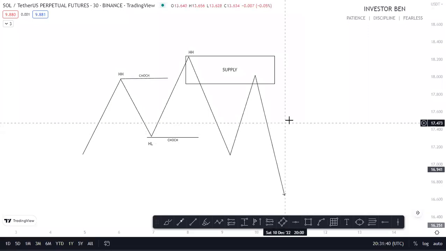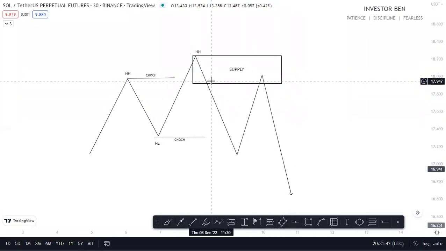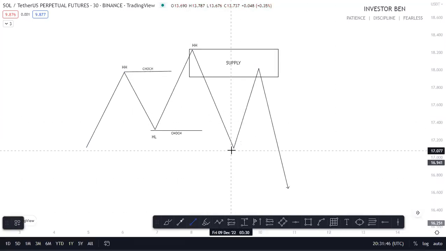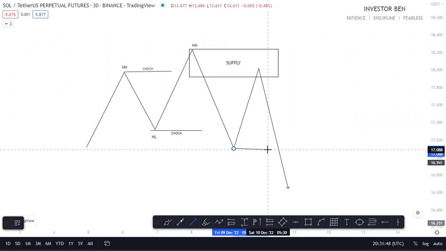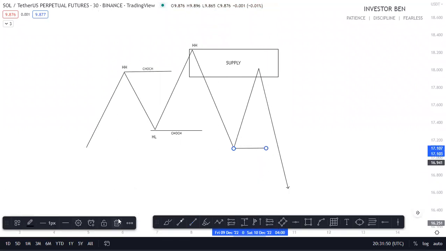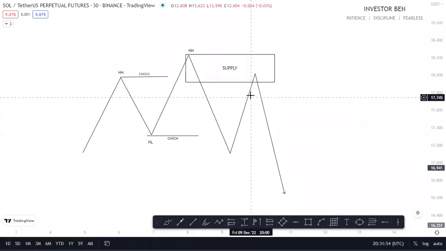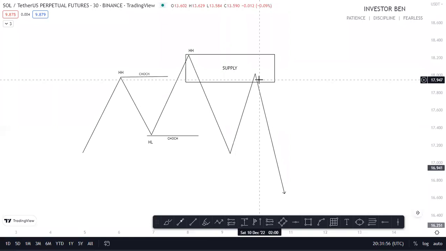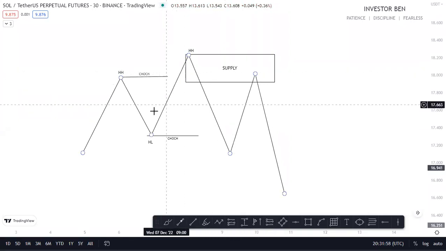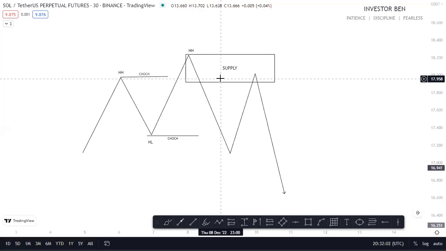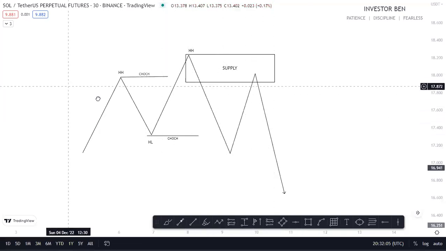Now, this is just a big view on how change of character is. Here is the BOS, and to start having little BOS here, you can use it. This is a major view on how change of character is and how you should look for entry. You take out this region that price broke structure from. This will be a valid supply zone to sell the market to the downside.